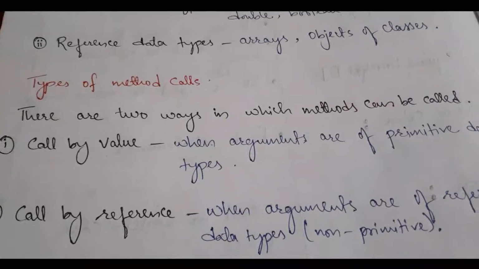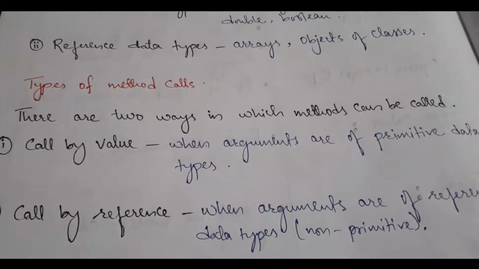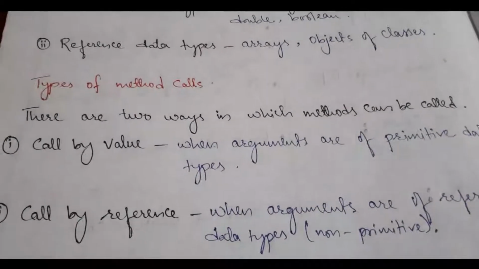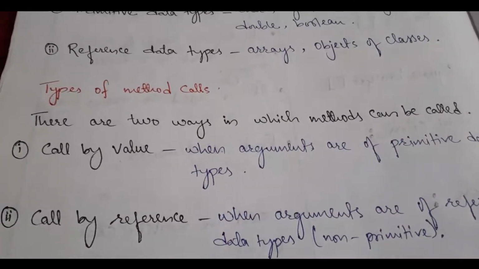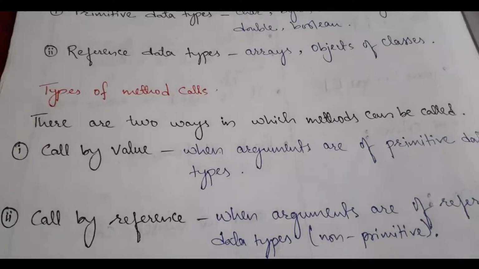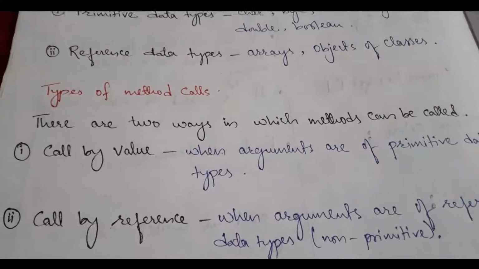So in that particular situation we can use the two different forms. If we use the call by value form, it is used when arguments like primitive data types are passed.